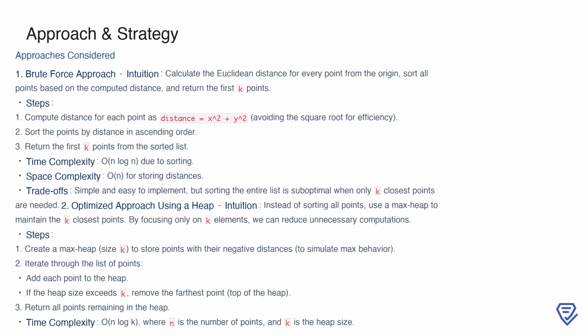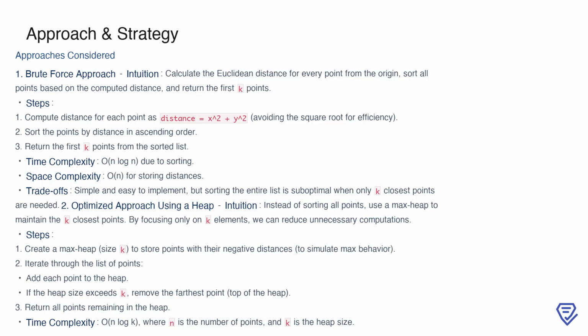While this method is easy to implement, it has a time complexity of O(n log n) due to the sorting step, which can become inefficient for large datasets. Additionally, it requires O(n) space for storing the distances. The main drawback is that sorting the entire list is unnecessary when we only need the top k closest points.